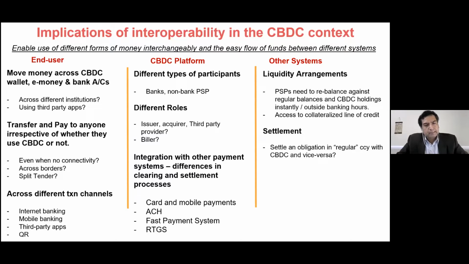Then there is also the point about whether they are able to transfer and pay to anyone irrespective of whether they use CBDC or not. It is one thing to say that if I have access to CBDC, I can transact with any other customer, with respect to whichever payment service provider, provided they have a CBDC account. But that might be restricted in certain contexts. So the question is, are you able to transfer and pay to anyone, irrespective of whether they use CBDC or not, even when there's no connectivity? We are talking about offline here.